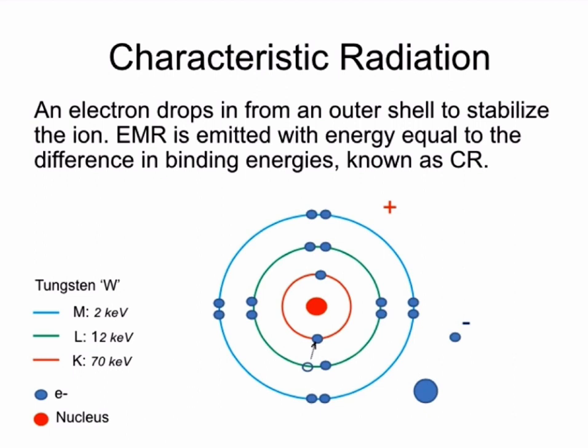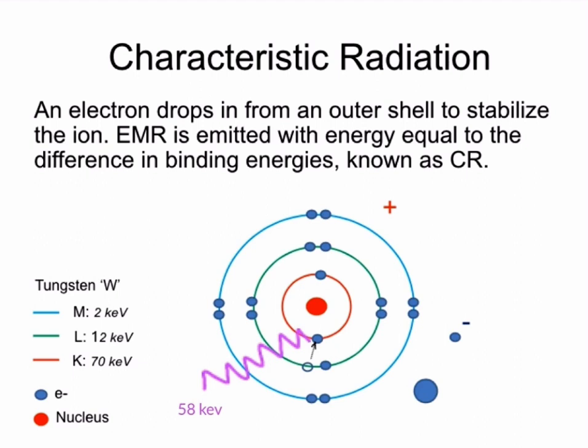However, you've now moved an electron from a higher energy level, the L shell, to a lower energy level, the K shell, so there's excess energy that needs to be gotten rid of, which the ion does by emitting characteristic radiation, which is equal to the difference in the binding energies between the two electron shells. It's called characteristic radiation because it's specific to or characteristic of each element.